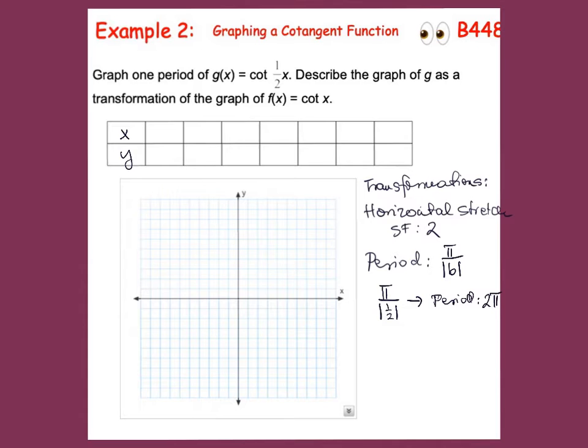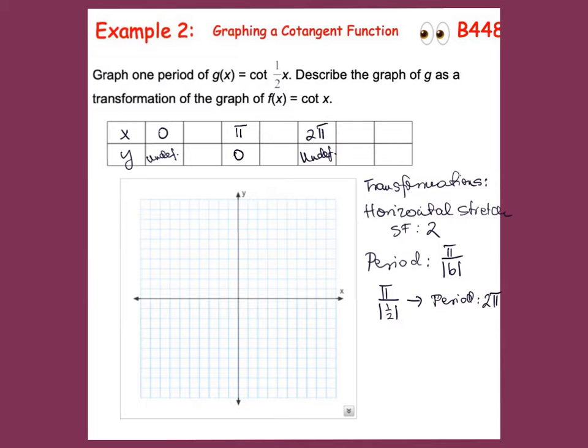So we know that a cotangent function will have its vertical asymptote at the y-axis, which is going to be our x equals 0 point. So this is where it's going to be undefined. And then we also know that the end of the period is going to be 2 pi, and here it's also going to be undefined. We know that the halfway point between 0 and 2 pi is going to be pi, and that's where we have our x-intercept. We also know that the graph is going to be a decreasing graph.